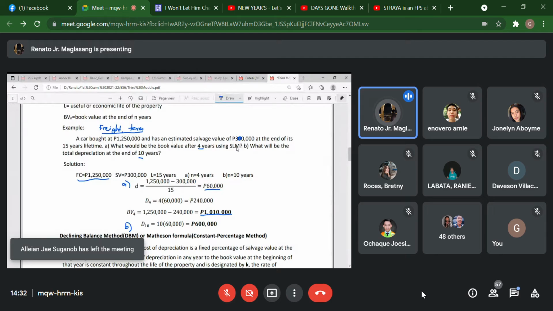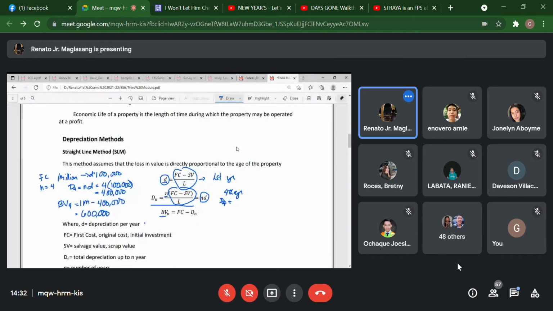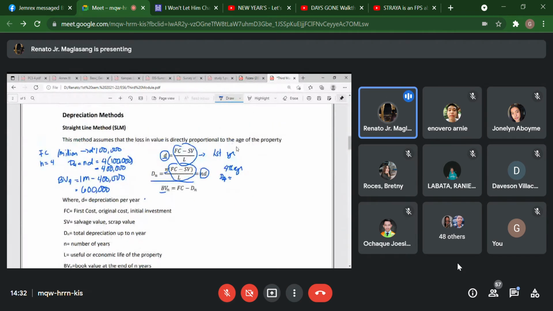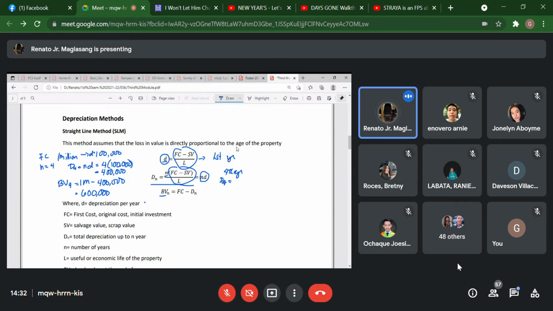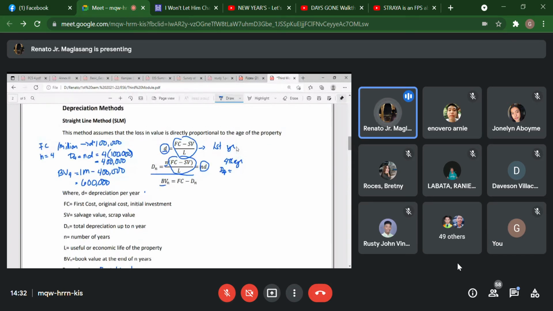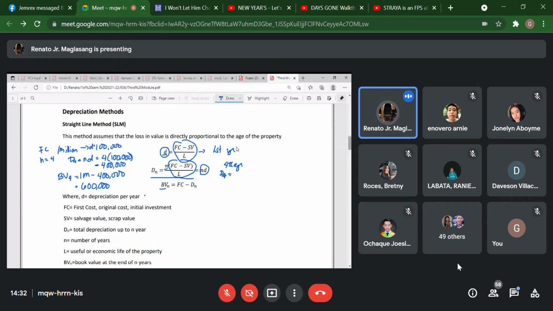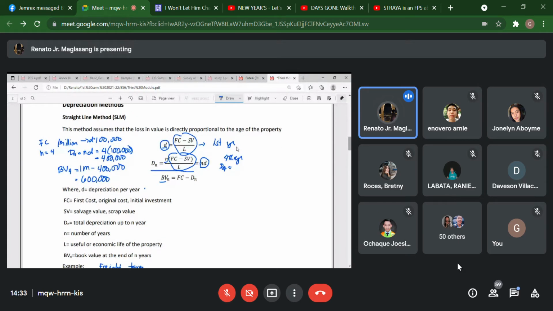For letter B, the total depreciation is 10 times 60,000, which is equal to 600,000. Actually, this is the easiest depreciation method, but it is usually used only for estimation, because it does not directly represent the value of the property at the end of each year.